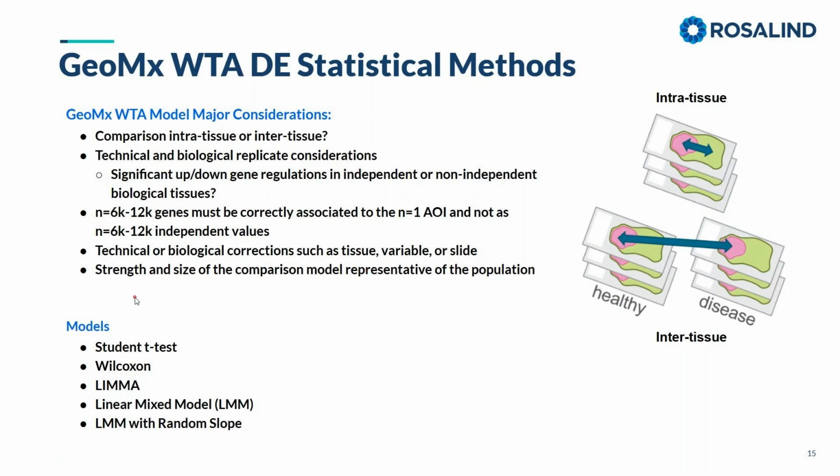So some common models that are applied to GeoMx WTA data are student t-test, Wilcoxon t-test, LIMMA, linear mixed model, and linear mixed model with random slope. So we're going to talk about each of these models, the assumptions under these tests, and why they may or may not fit something like GeoMx WTA data.